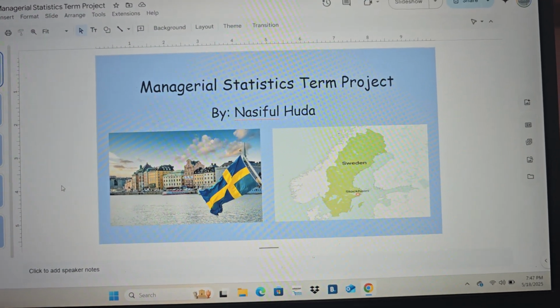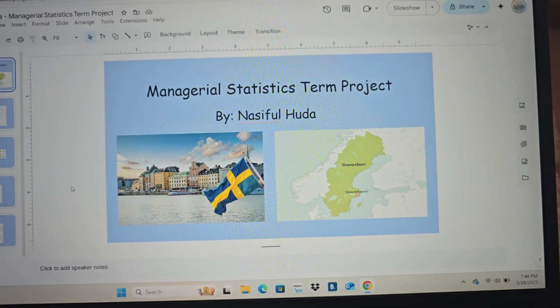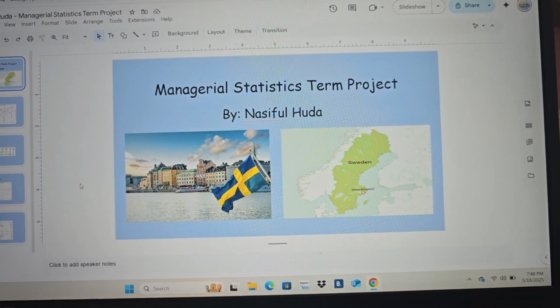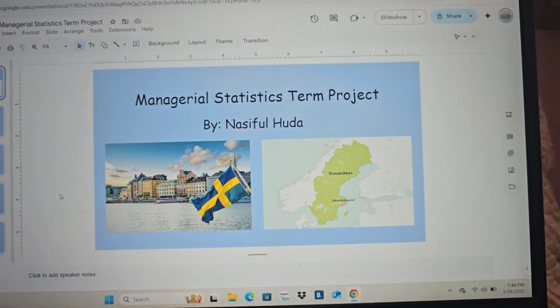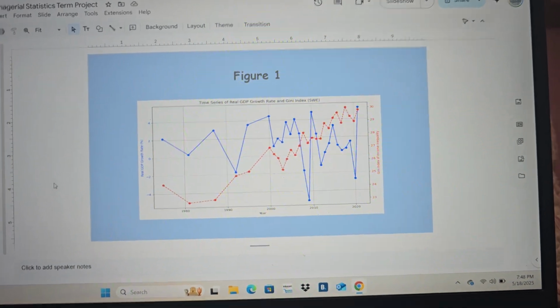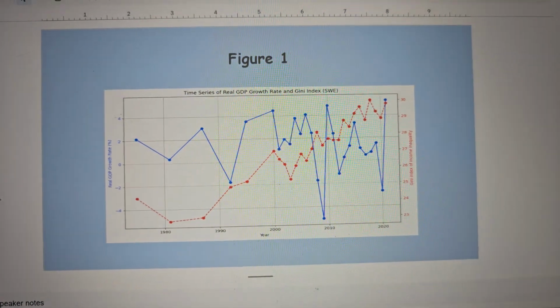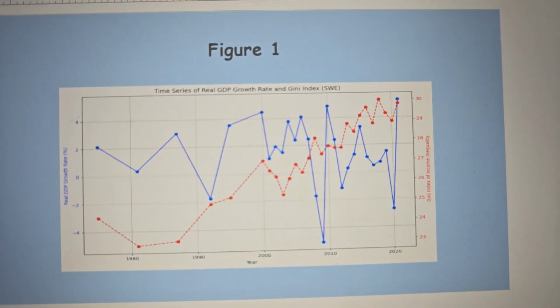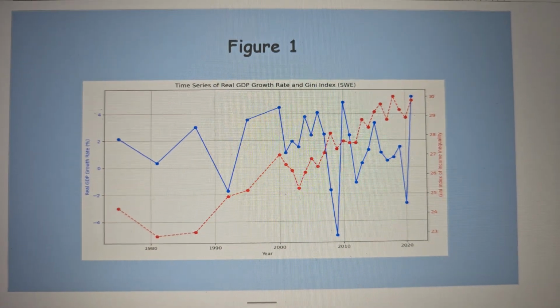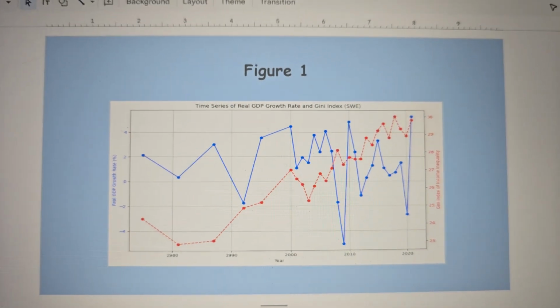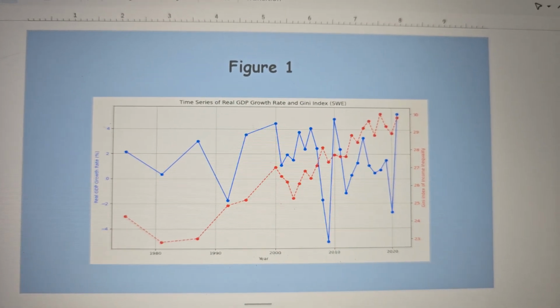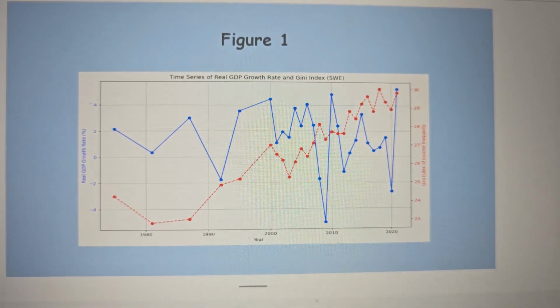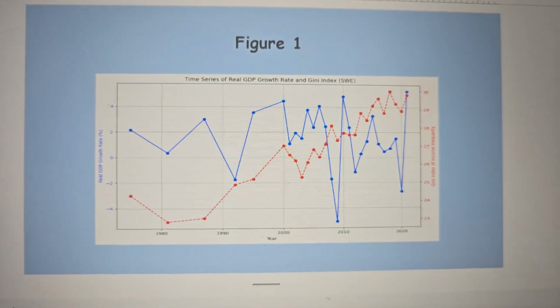The country that I did is Sweden, and the country code for Sweden is SWE. So this is figure 1, which is a time series of real GDP growth rate and the Gini index of Sweden. The years of this time series are from 1962 to 2022.